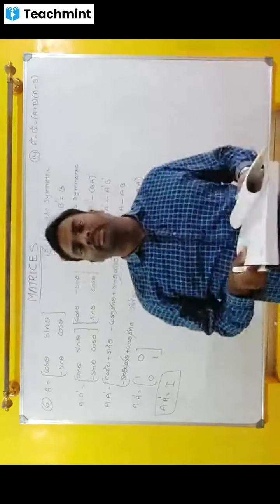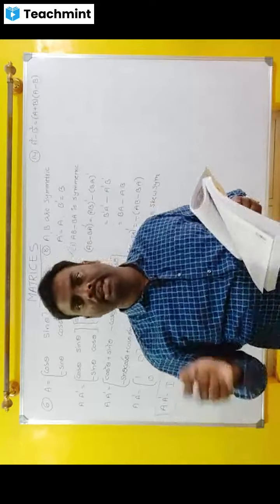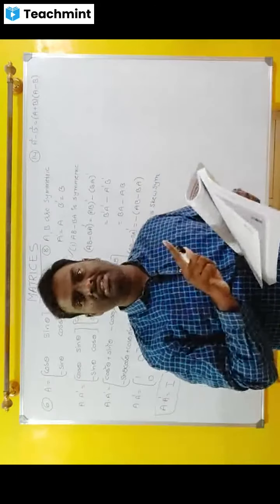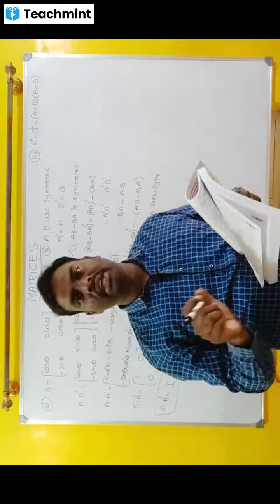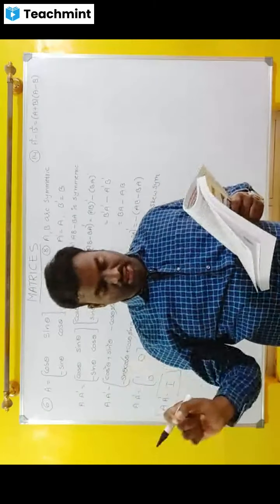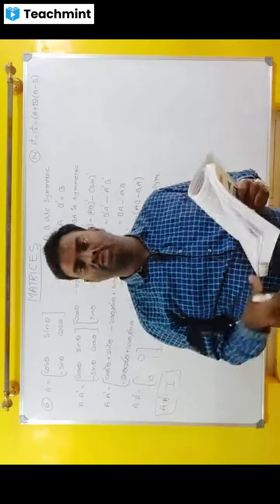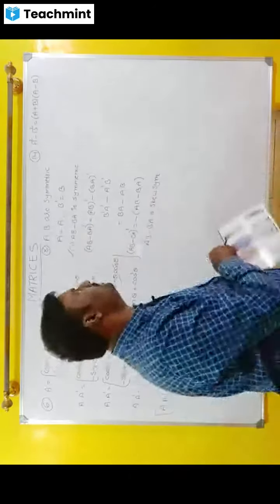In the question, they mention A and B are square matrices and A square minus B square is equal to (A plus B) into (A minus B). Then which of the following is true? That is the question. I will simplify this.